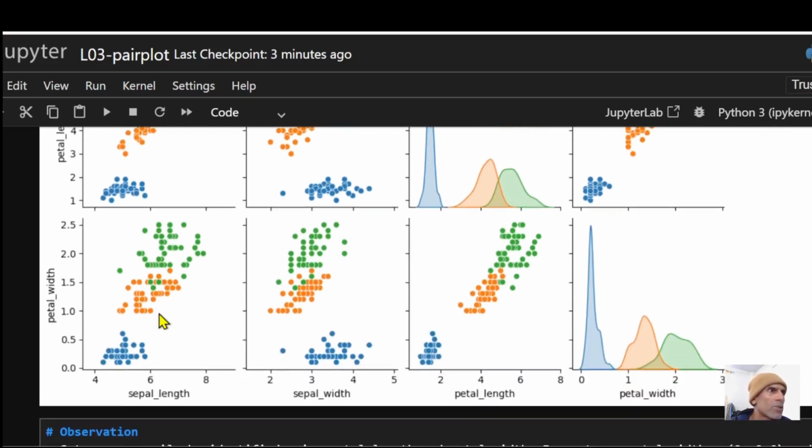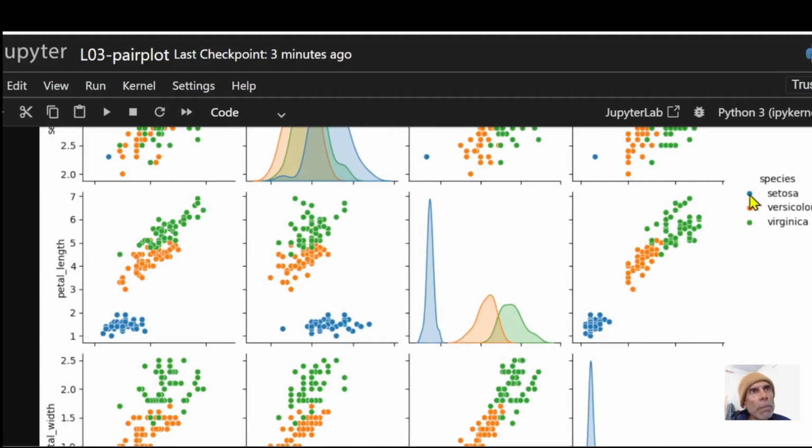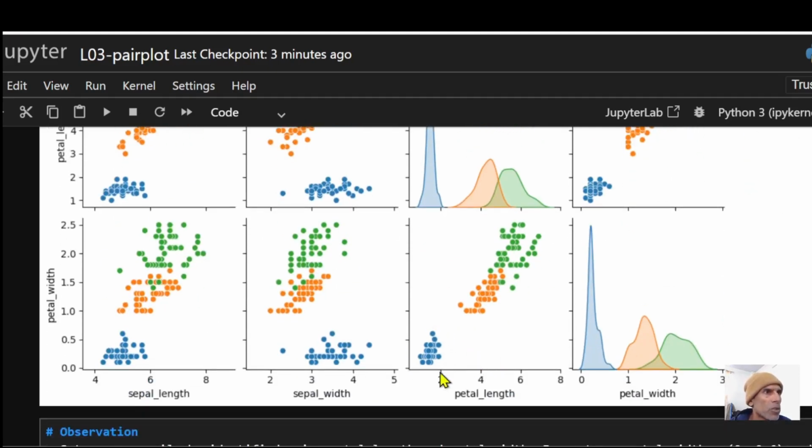By looking at this, you will see some interesting patterns. For example, let's look at this one right here. You can clearly identify Setosa very easily. Setosa would be blue, so you see these blue clusters over here. That should tell you that anytime you have a petal length between 0 and maybe 2 and your petal width between 0 and maybe 0.6, it's very likely going to be a Setosa flower. And so you can identify that from here.